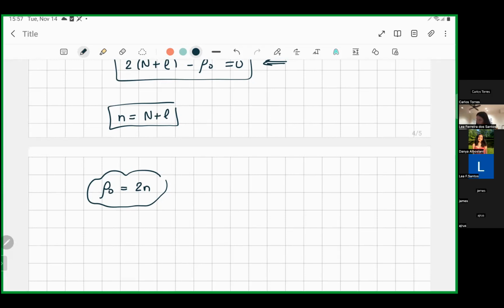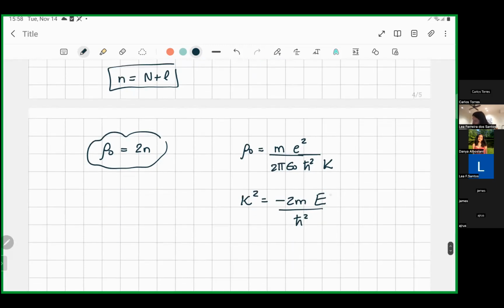Rho 0, let's put it here. Rho 0 is, we have the mass of the electron, the charge of the electron squared, some constants, 2 pi epsilon 0 h bar squared, and the important thing, kappa. And what is kappa? I'm going to put kappa squared here. Kappa squared is minus 2m energy divided by h bar squared. So if we combine all this, we are now going to be able to find an equation for the energy.